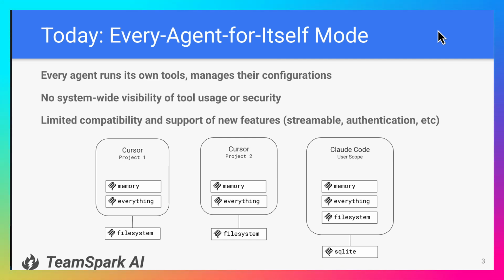And there's also limited compatibility and support of new features. So as new tools support things like streamable HTTP or new authentication mechanisms or new containerization strategies, those things are all great, but a lot of clients don't support them or they lag quite a ways behind. So there's a lot of issues with how clients use and manage tools. It's a little bit of the Wild West, and that's the problem that we aim to help with.